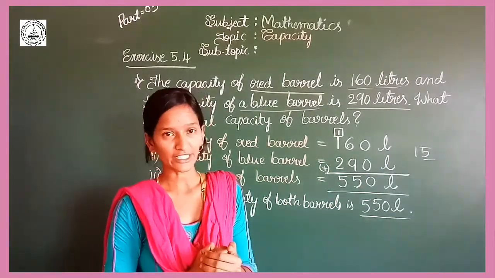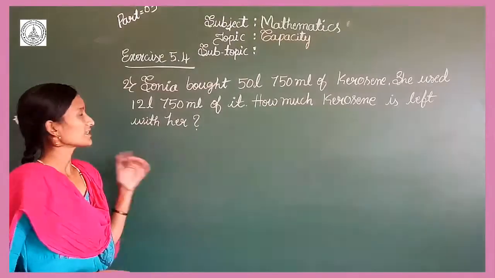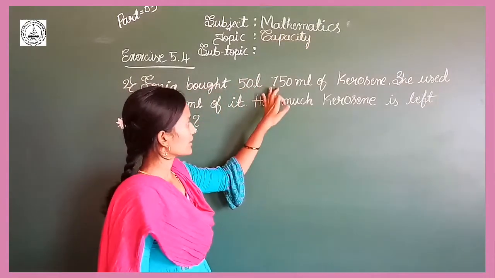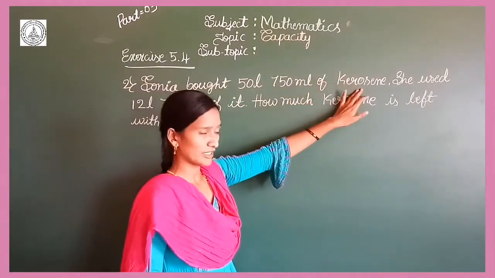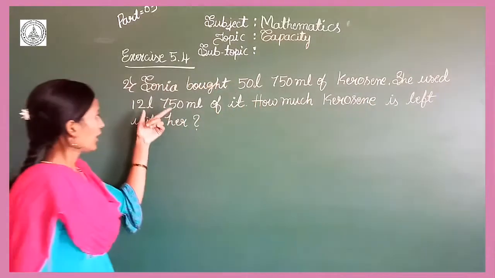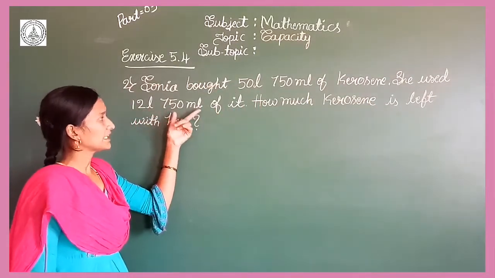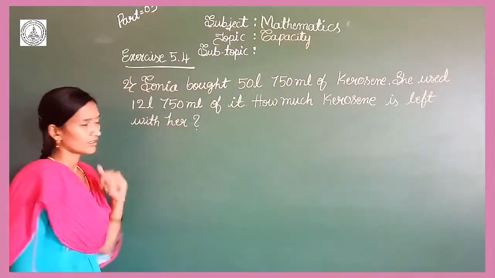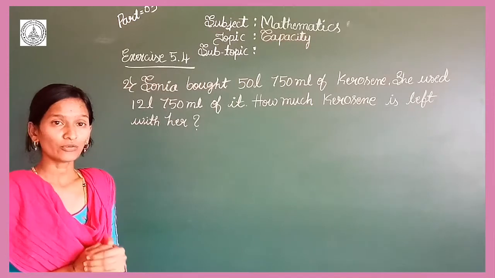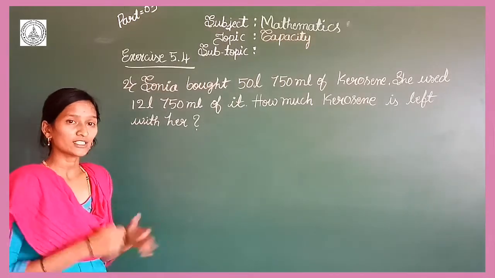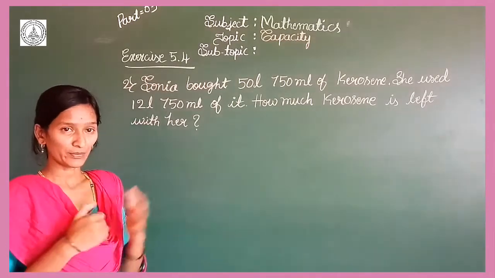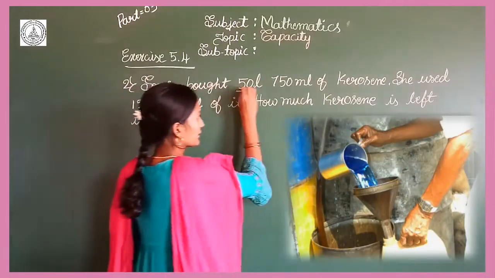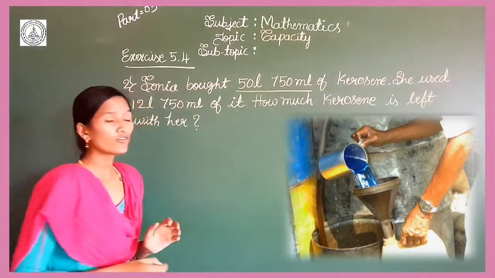Now I will move to the second one. Students, this is the second word problem. See, Sonia bought 50 liter 750 milliliter of kerosene. She used 12 liter 750 milliliter of it. How much kerosene is left with her? So it is a story about Sonia. Once she went to a grocery shop and she purchased kerosene. Right. See, she bought 50 liter 750 milliliter of kerosene.